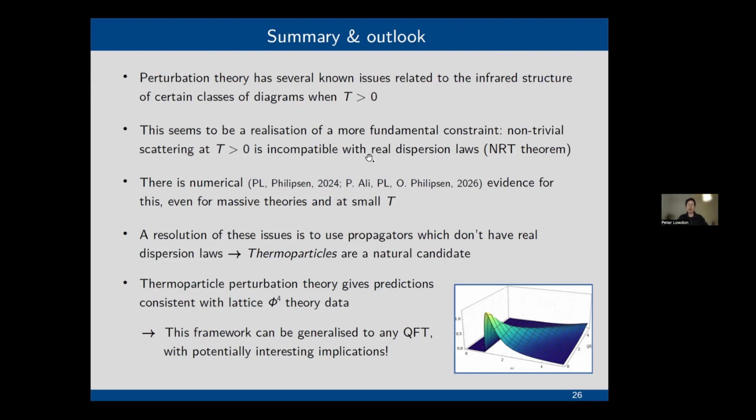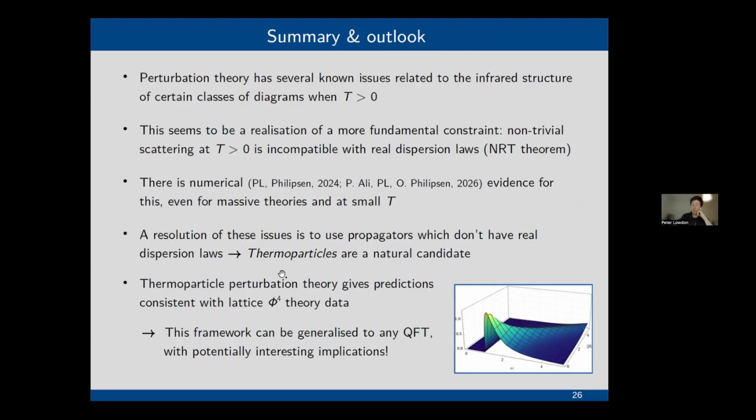Okay, so there was a lot of stuff there. But the basic idea, of course, is that perturbation theory has known issues. And hopefully I've drawn your attention to this NRT theorem. It's a non-perturbative constraint that tells you that you can't do scattering at finite temperature with real states with a real dispersion relation. They need to have an imaginary part in their singularity structure. We've now seen numerical deviations of the standard approach, and we've tested this concept of thermoparticle perturbation theory because this notion of thermoparticles seems to be a natural candidate for describing these scattering states at finite temperature.